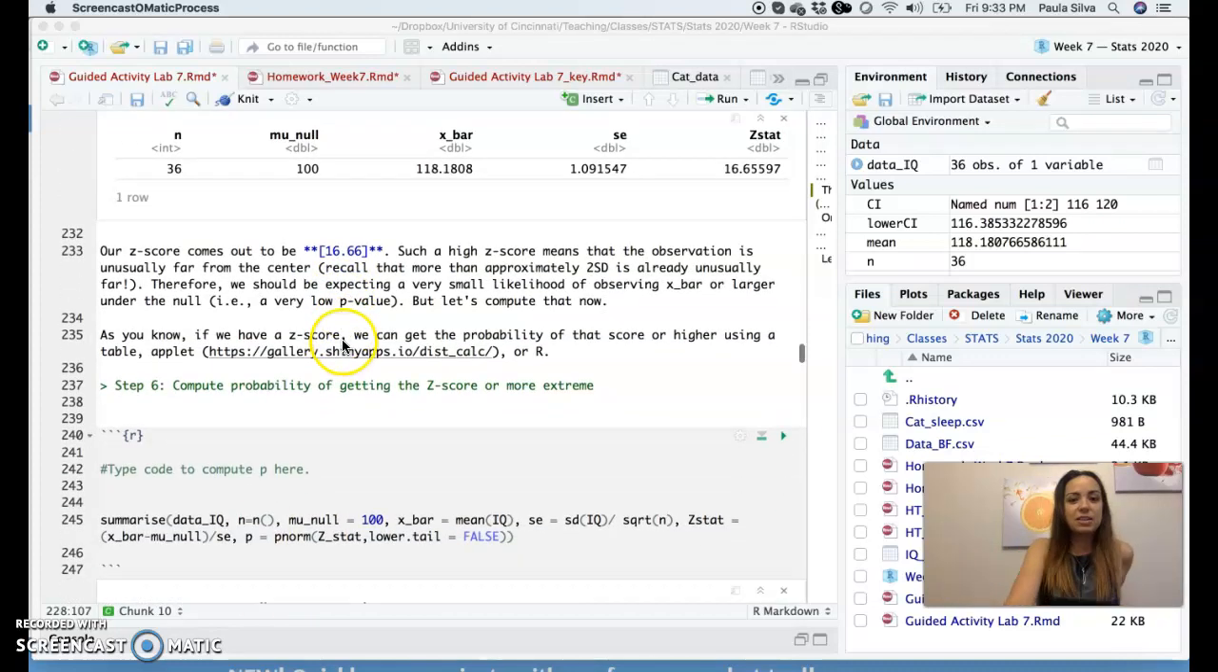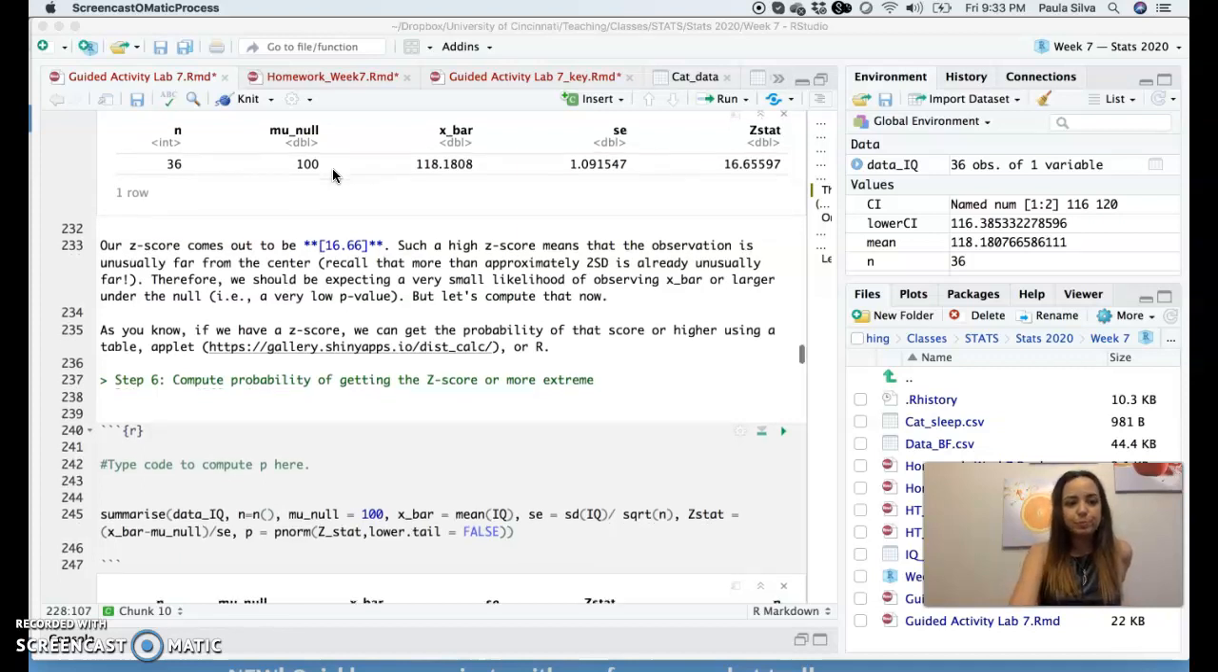Therefore, we should be expecting a very small likelihood of observing this particular value of IQ if the null hypothesis was true. It would not be likely, if we get multiple samples from a population that actually has the average of 100, to observe 118. It can happen, but the probability would be very, very low.